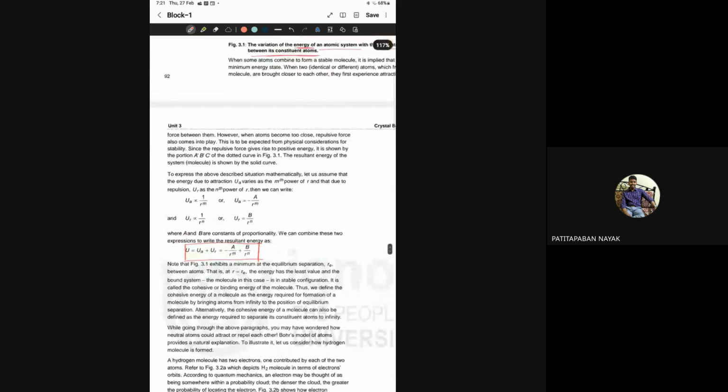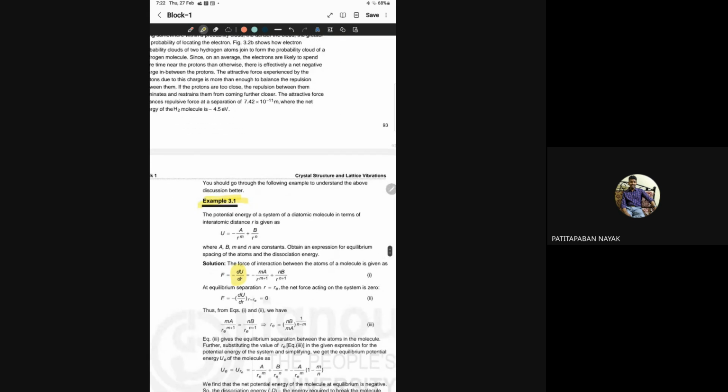Now note that at the equilibrium separation RE between the atoms, that is R equal to RE, the energy has its lowest value. Energy has its lowest value means you have to differentiate it, dU by dR, as shown in this example. The force is minus dU by dR. At equilibrium, R is equal to RE, so the force is equal to 0.